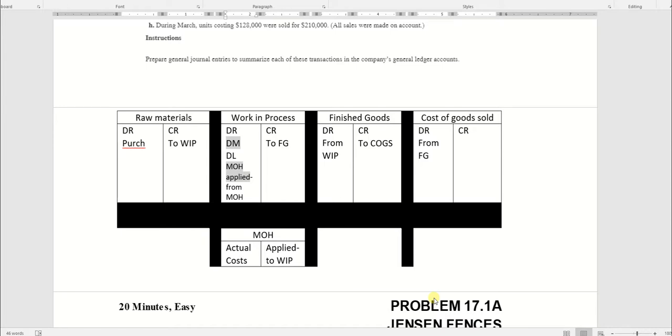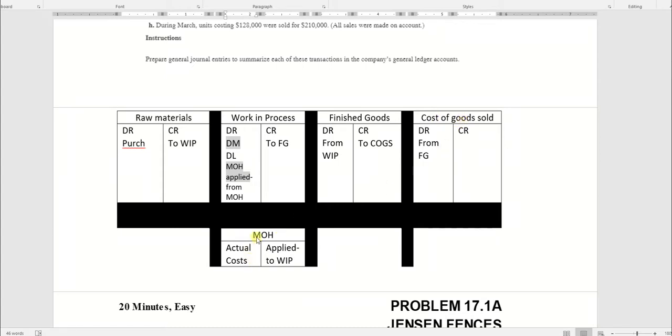Okay, we're going to talk about some of the problems in Chapter 17, but before you do that, I want you to draw this on a piece of paper so you can have it in front of you because I cannot show it all on the screen at the same time. So these are T accounts, so I have my three inventories: raw materials, work in process, finished goods, and cost of goods sold. Three inventories, cost of goods sold is an expense.